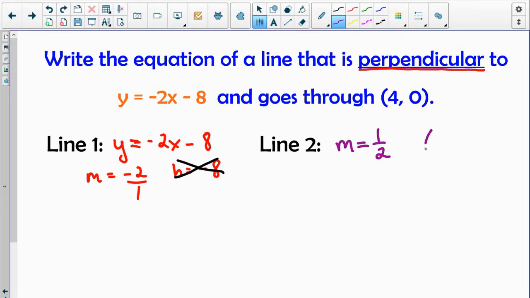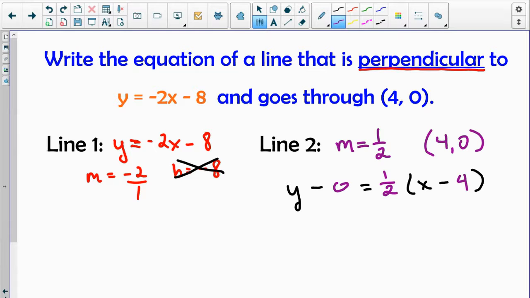So the slope of our other line has to be 1/2, and it has to go through the point 4 comma 0. Since we know a point on the line and the slope of the line, we're going to go ahead and write our equation in point-slope form, plugging in our slope for m, our x-intercept, and our y-intercept in the correct place.